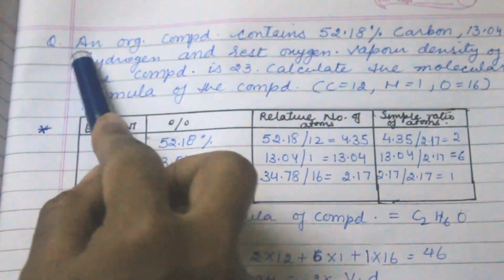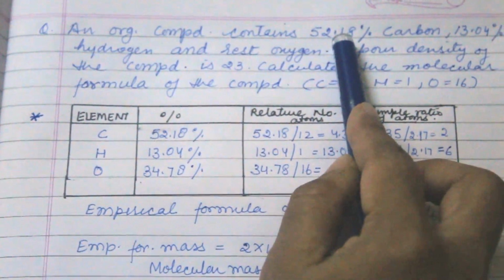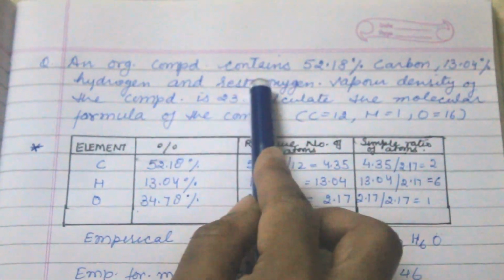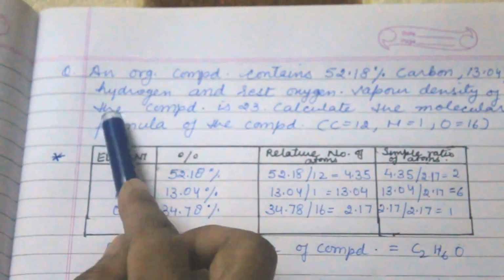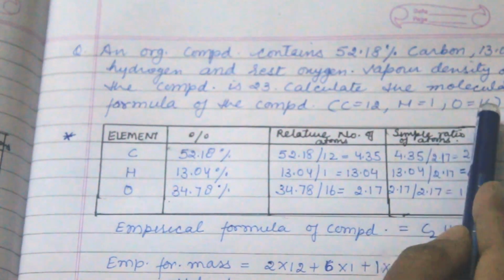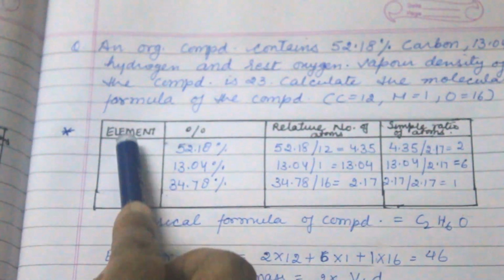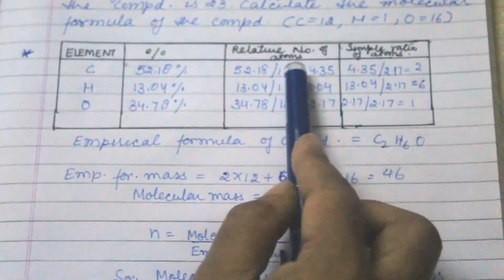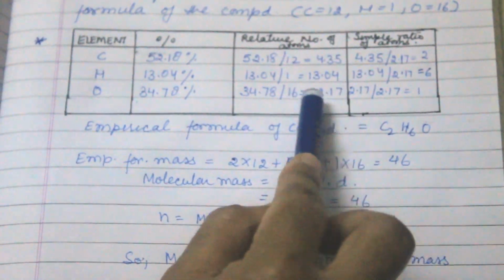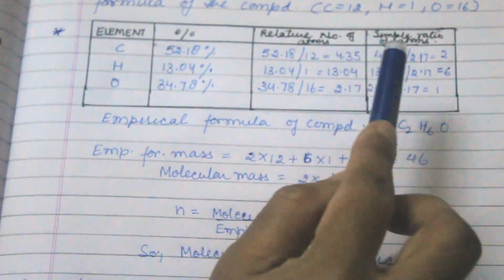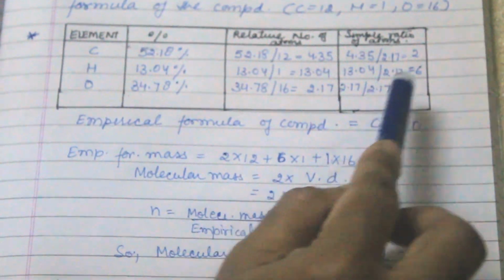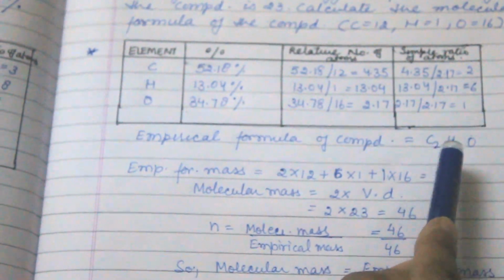Now, according to the question, an organic compound contains 52.18% of carbon, 13.04% of hydrogen and the rest oxygen. The vapor density of the compound is 23. Calculate the molecular formula of the compound. C is 12, H is 1, O is 16. We write down all the elements here, all the percentages here, and divide the percentage by the atomic mass of all three. Now we have the relative number of atoms. The least one is oxygen, so we divide all three by it, and we get 2, 6, 1. So the formula is C2H6O.